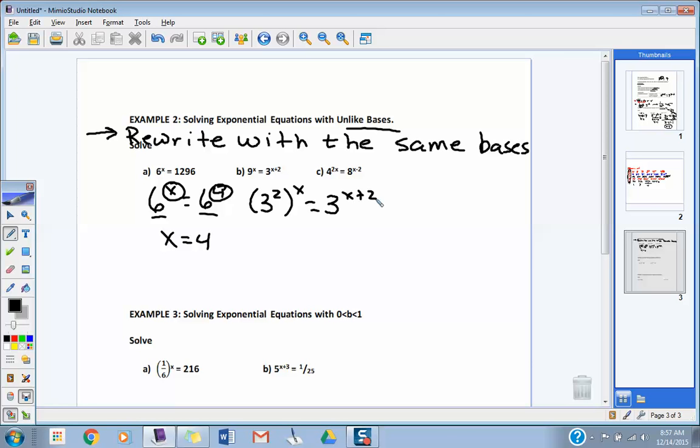There was a rule that said if you have a power inside and a power outside, what do you do with these two? That was a recall rule. What are you going to do with the 2 and the x? This is really 3 to the 2x now, isn't it? Equal to 3 to the x plus 2.